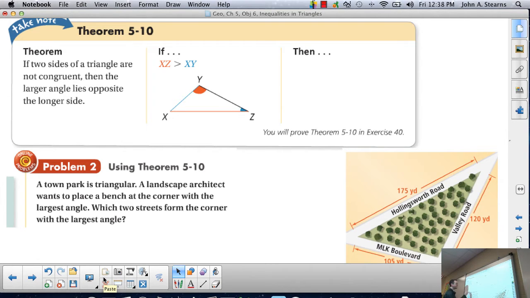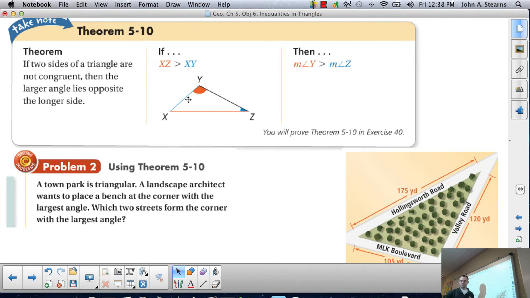So what that is saying is, if you know that XZ here is larger than XY, which is shown here, so this side is obviously longer than this side, then the measure of angle Y, since it's opposite the longer side, has to be larger than the measure of angle Z. That's shown here, since angle Z is opposite the shorter side.